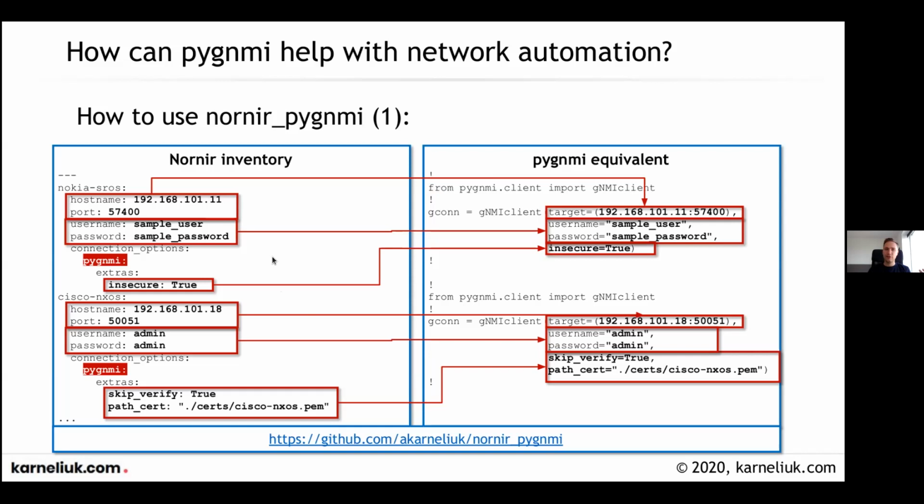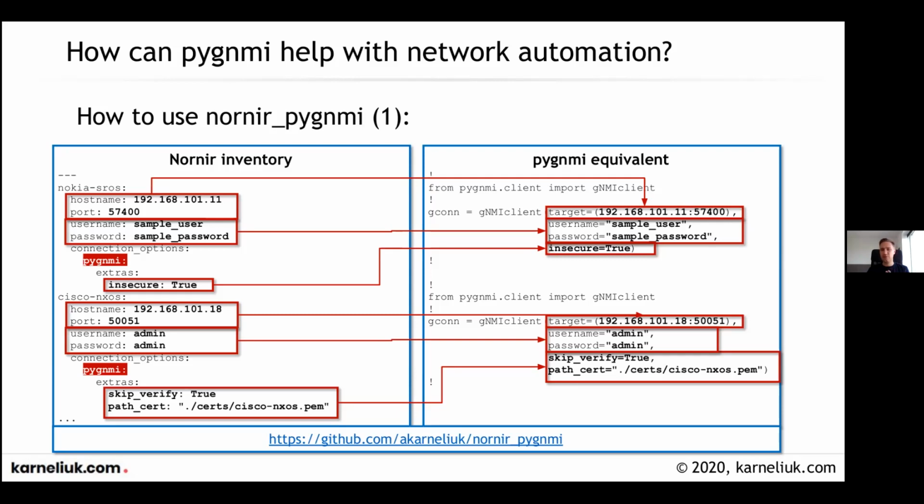Within the Nornir inventory, we specify the host name and the port, which would then be translated, if we create the same equivalent with PyGNMI itself, into the target parameter, which is a tuple containing both the IP address or FQDN, where the IP address could be both IPv4 and IPv6, and the port number. Then you have the possibility to specify username and password. Again, these parameters, username and password, would be copied to the corresponding parameters within the gNMI client class when you're creating the object.